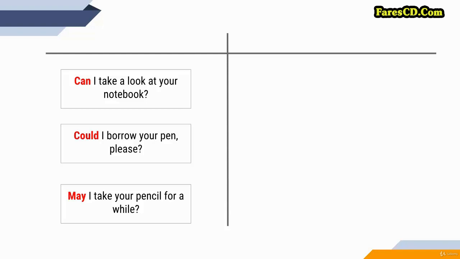Here are some examples. Can I take a look at your notebook? Could I borrow your pen, please? May I take your pencil for a while? All of these are ways in which you can ask for permission, which means that as modal verbs, you can use can, could, or may at the beginning of the sentence. These are ways to ask for something to be permitted.